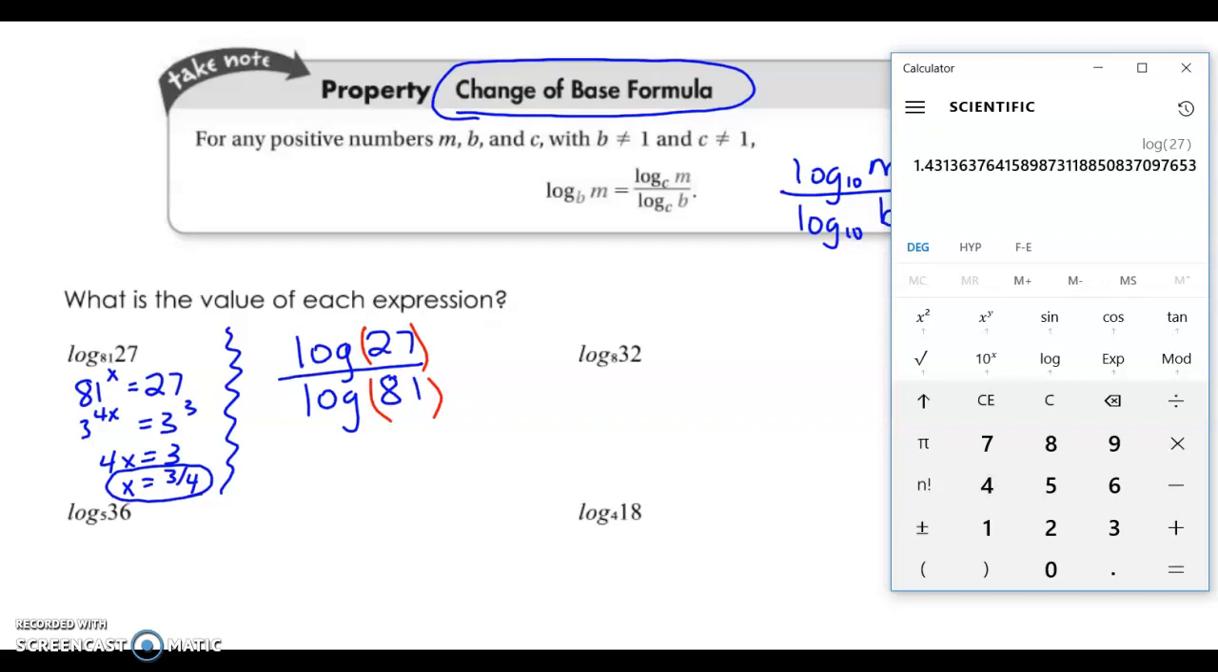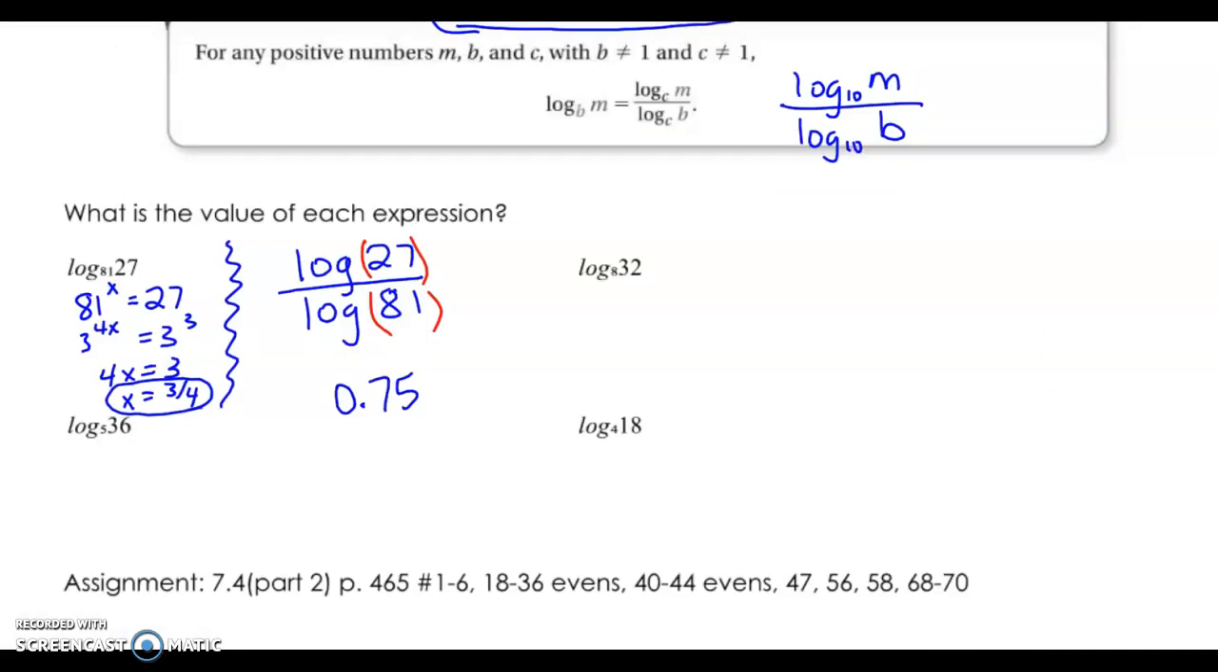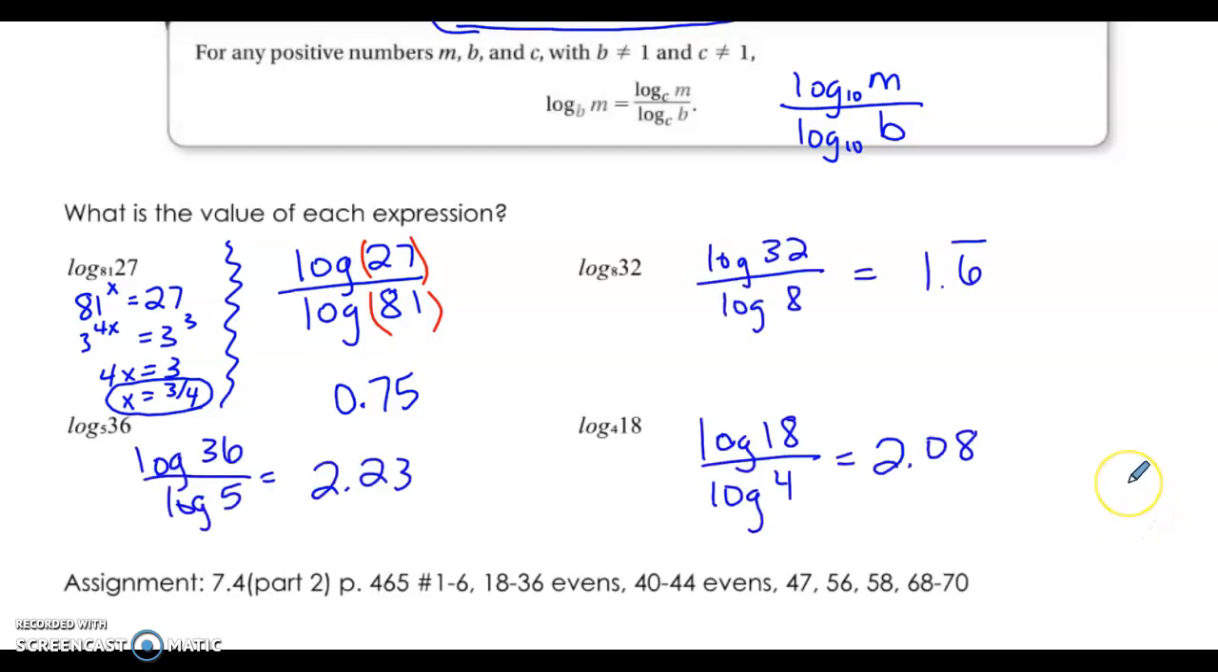So look in the history there, it says logarithm of 27. Then I want to go divided by logarithm of 81. So notice what the problem says, exactly what I wrote. And then you do need to push equals. Okay, and then it gives us that 0.75 number. Okay, go ahead and pause the video and try the last 3. All right, you can check your last 3 answers there and go ahead and get started on the assignment.